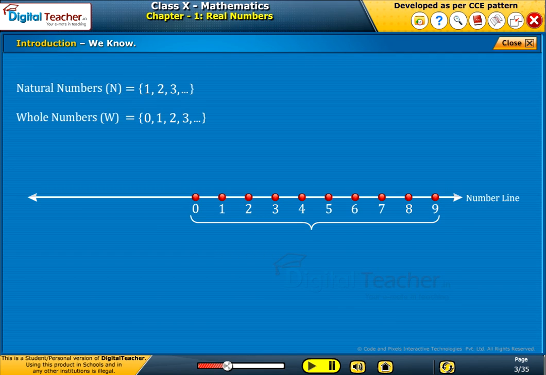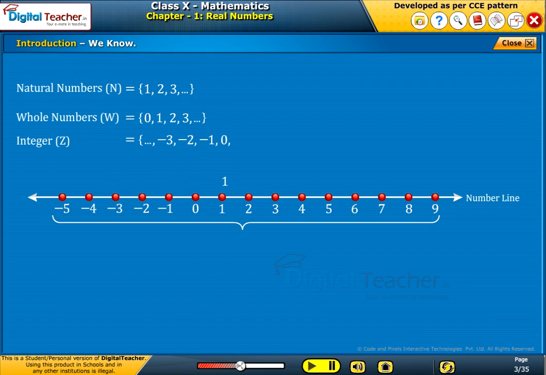An integer is a whole number that can be positive or negative or 0, but it should not be a fractional number. It is denoted by letter Z. For example, Z is equal to -3, -2, -1, 0, 1, 2, 3, and so on.